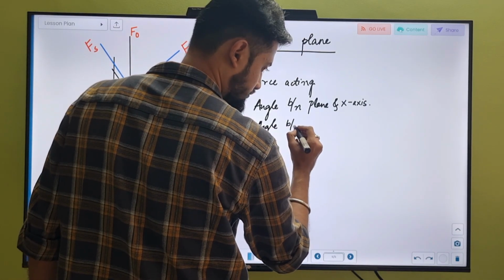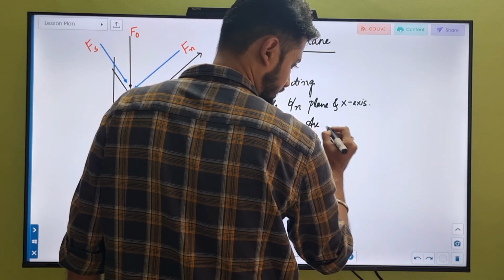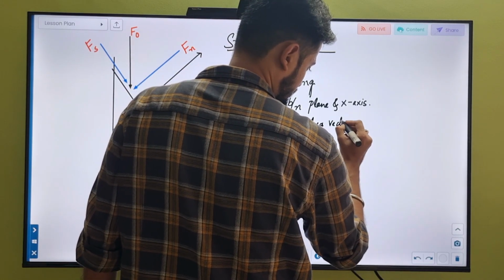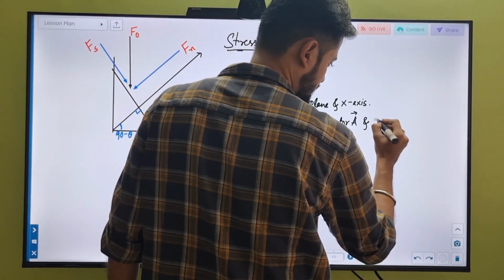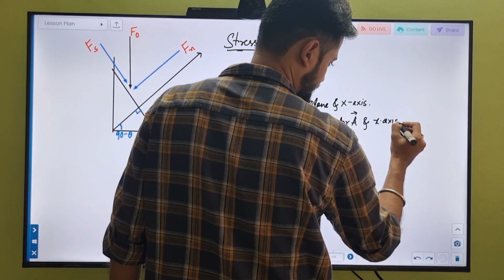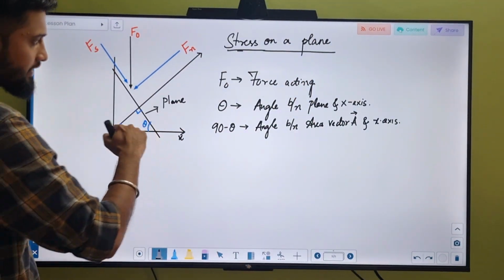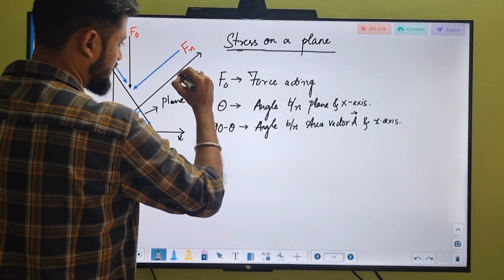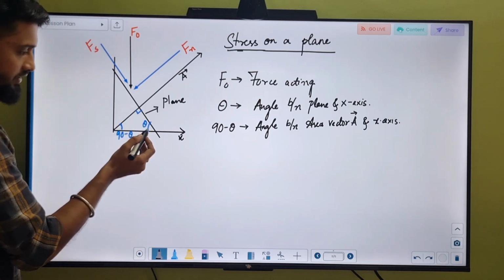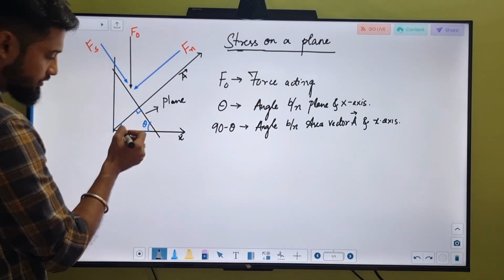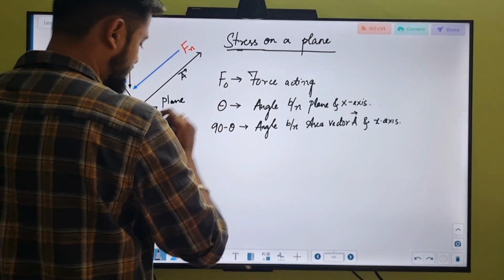the area vector A and the x axis. So this is the angle between the x axis and the area. If this is theta and this is 90 degrees, then this becomes theta minus 90. So we all know that. Here what happens is F naught.